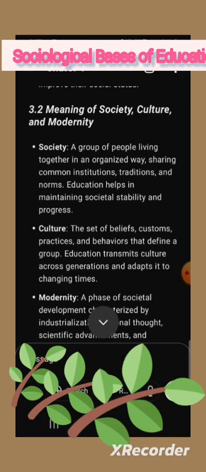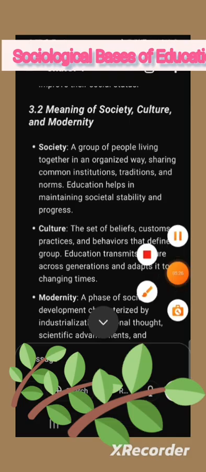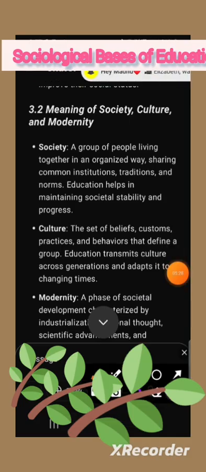Meaning of society, culture, and modernity. Society. Society refers to a group of individuals who share a common territory, culture, and institutions. It's a network of relationships that bind people together. Education plays a crucial role in shaping societal structures by encouraging cooperation, unity, and national integration.